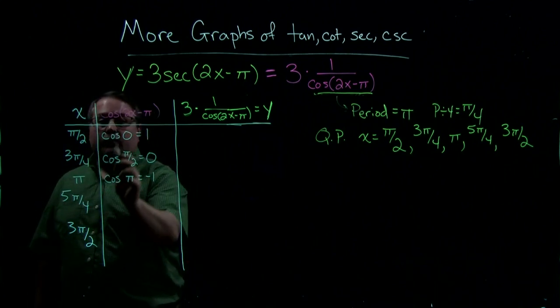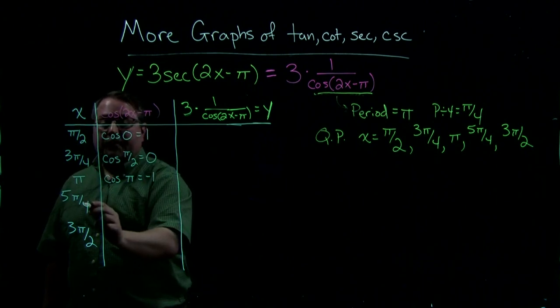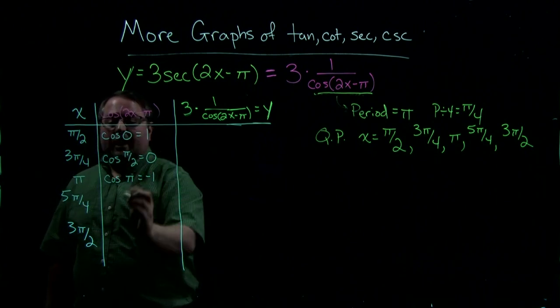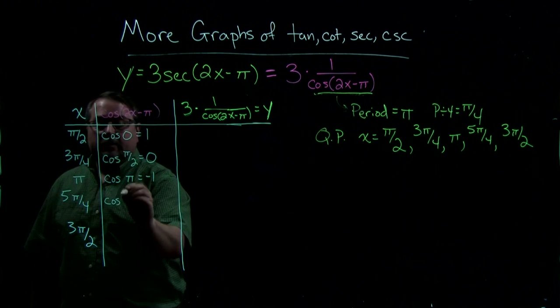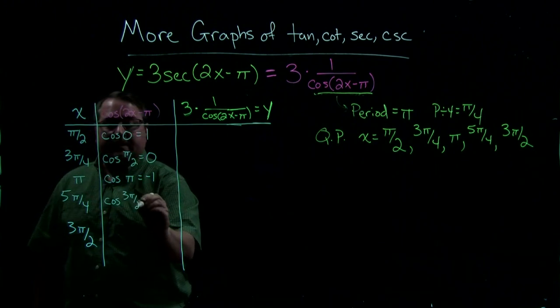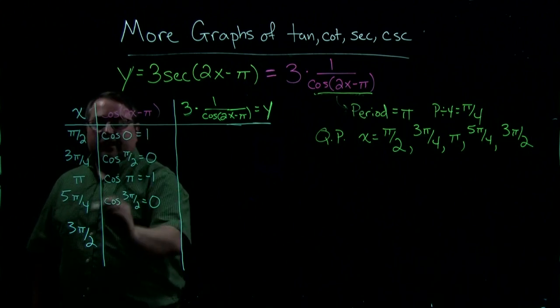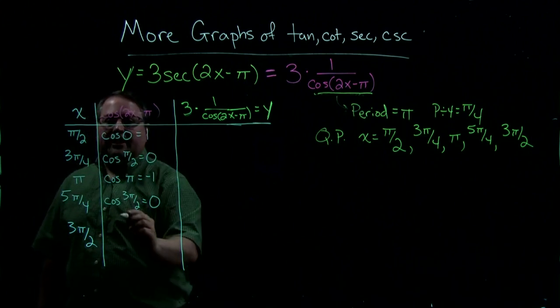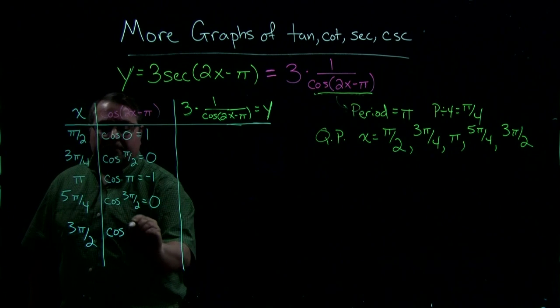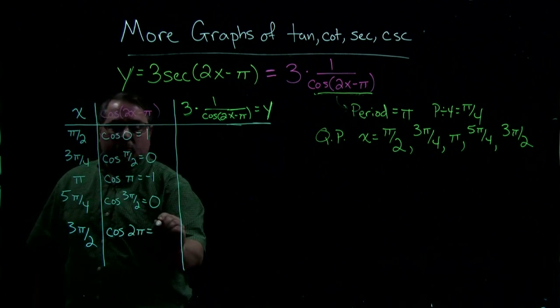When x is 5 pi over 4, 2x will be 5 pi over 2. We subtract pi, we get 3 pi over 2. So we get cosine 3 pi over 2 is 0. And then finally, when x is 3 pi over 2, 2x will be 3 pi. 3 pi minus pi is 2 pi. So we have cosine of 2 pi is back to 1.